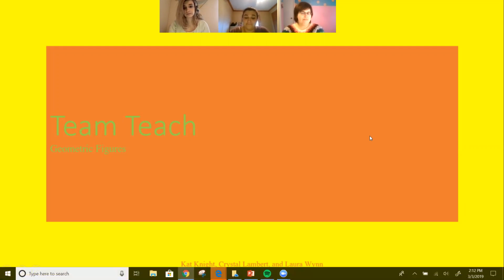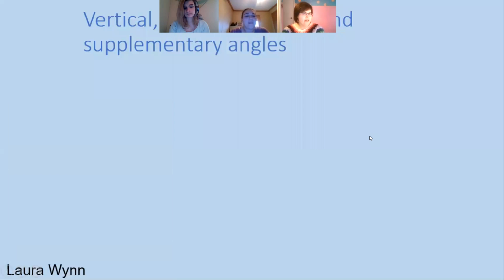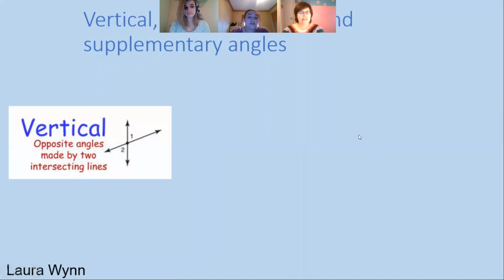Hey, Laura, do you know what a vertical angle is? Yes, I do. Vertical angles are angles opposite each other when two lines cross. They share the same vertex. Vertical angles are equal. In fact, they are congruent angles. They are also called vertically opposite angles.